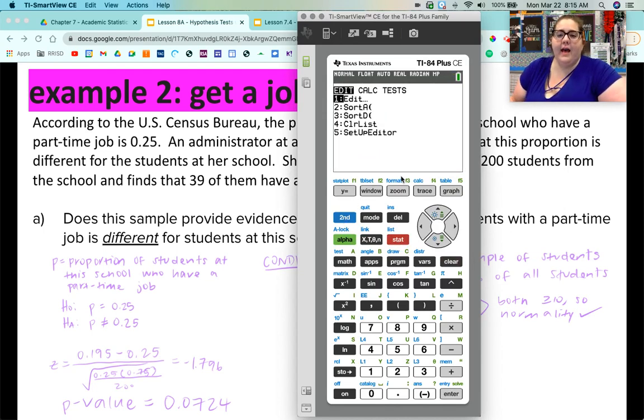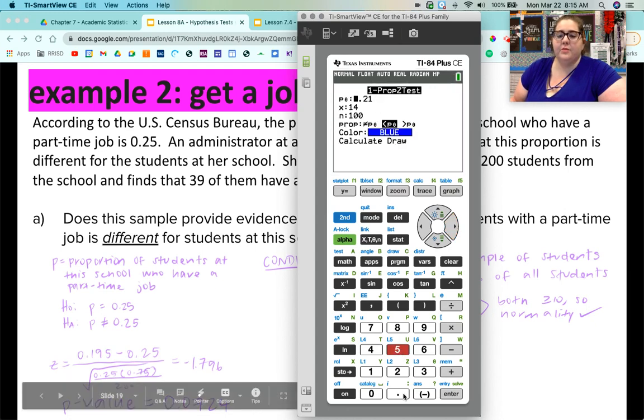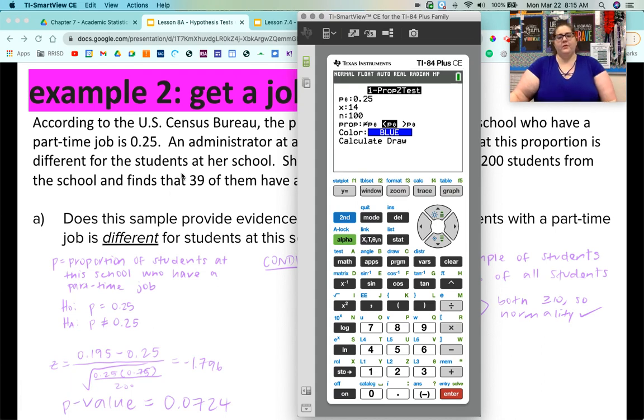So again, we do stat, we do tests, then we're going to do number 5, which is 1 proportion z-test. We're going to put our null hypothesis, which is 0.25. We're going to put our x, which means the number of successes in our sample. So 39 of the sample had a part-time job, so 39. Then it is the total sample size, so 200. And then we were testing not equal to, so I'm going to click that.